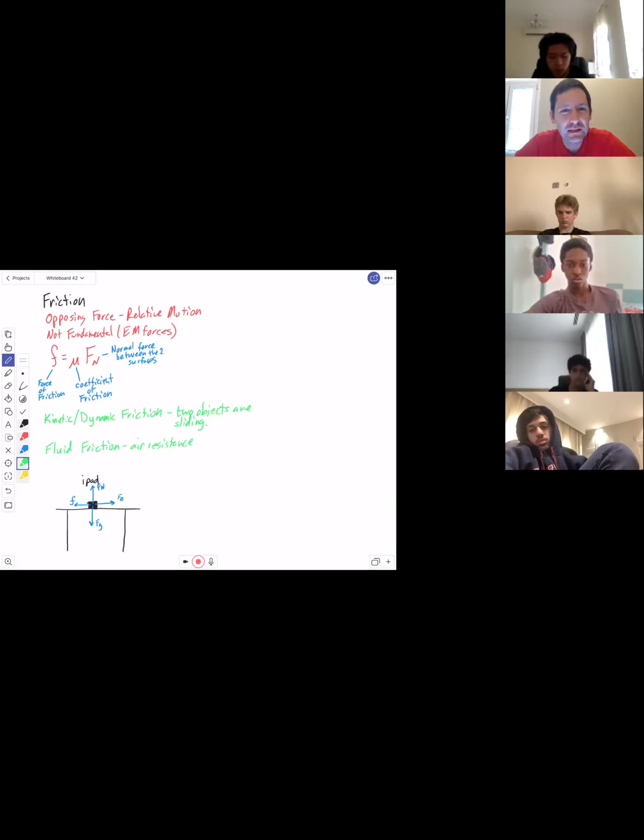Okay, this is a different type of friction. We mentioned kinetic friction, the sliding, the dynamic friction, and we talked about fluid friction as it's going through the air or water. This is a different type. This is what we call static.